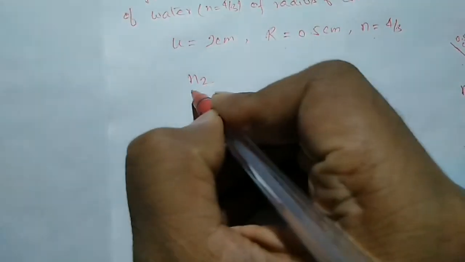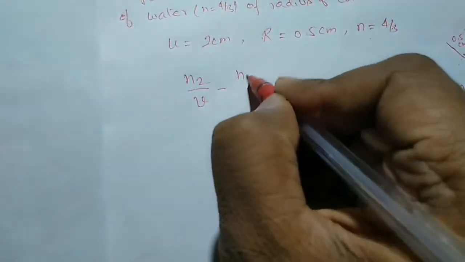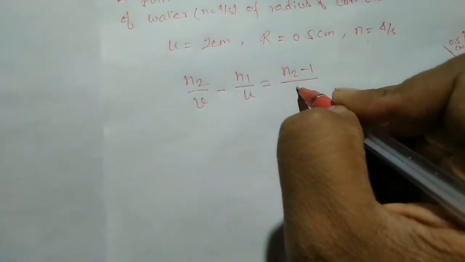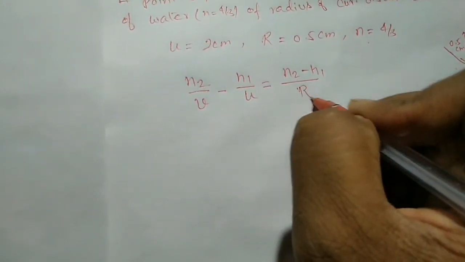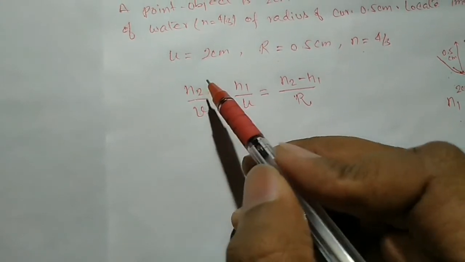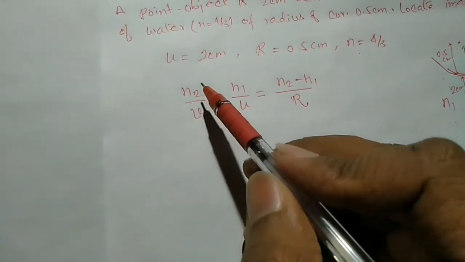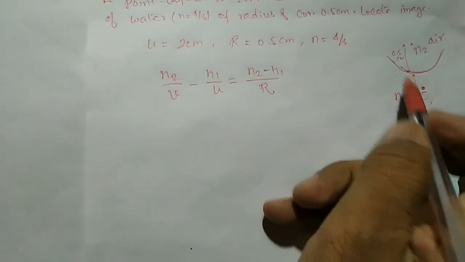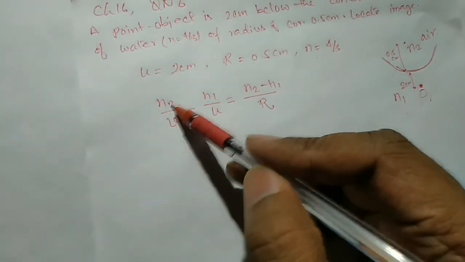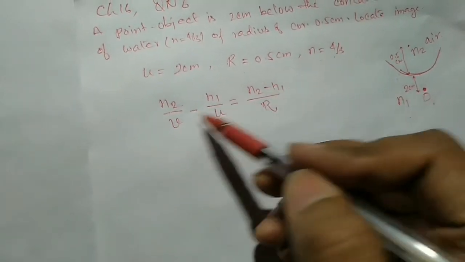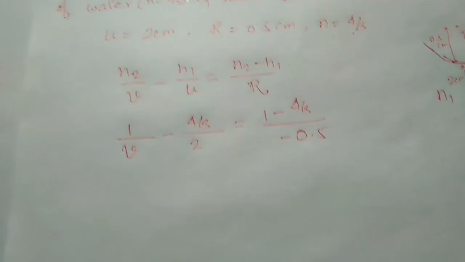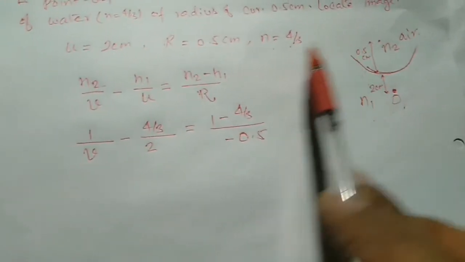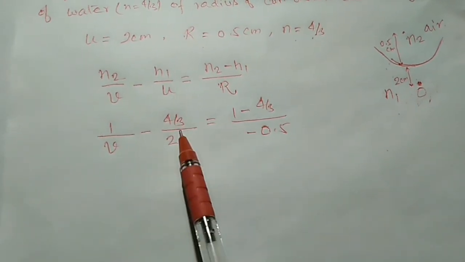We know that the equation N2 by V minus N1 by U is equal to N2 minus N1 by R. You can also write N instead of N2 N1, only N. So what will be the N? The reverse of this, because light is going from water to air. So either use the reverse of this value, means reciprocal, or like this. Let's fill the value. Now see here again, I said from water to air the light is going. So N2 will be air, N1 water.